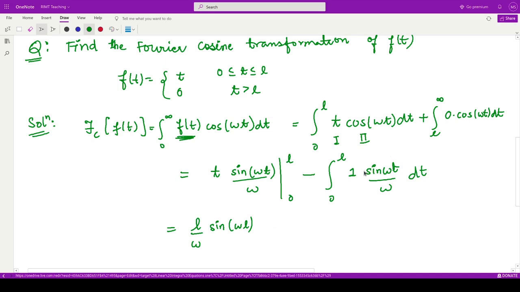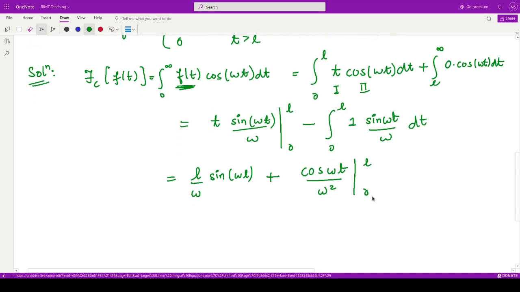And then what is the integration of sine omega t? It would be cos omega t divided by omega. So here minus and minus, that will become plus. So cos omega t divided by omega square, because 1 omega was already present.